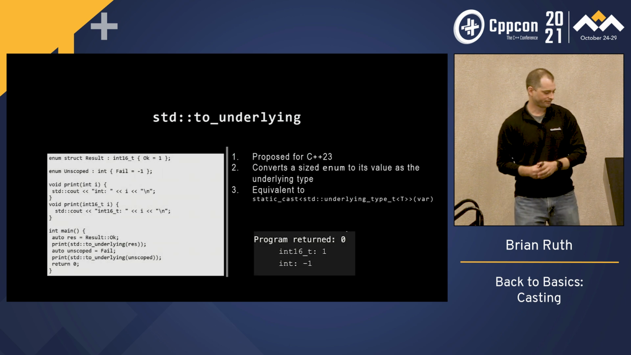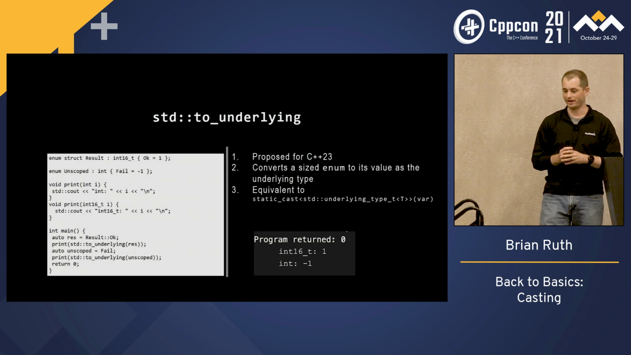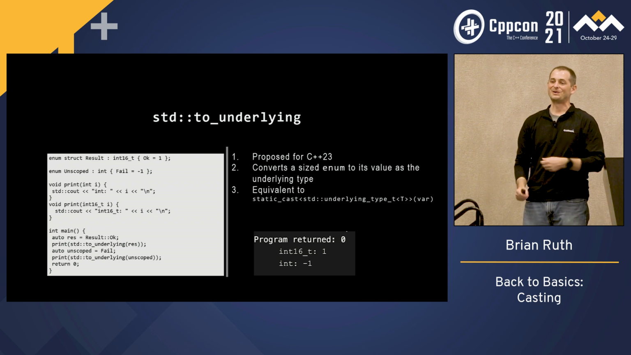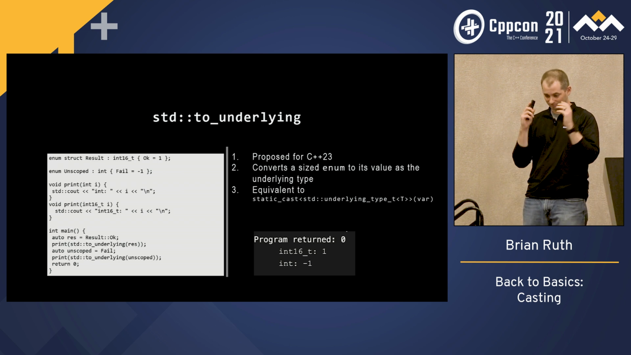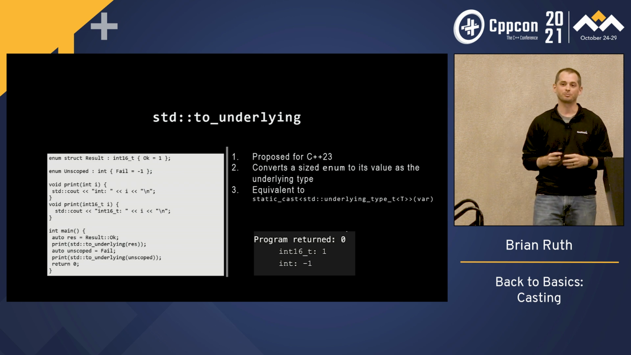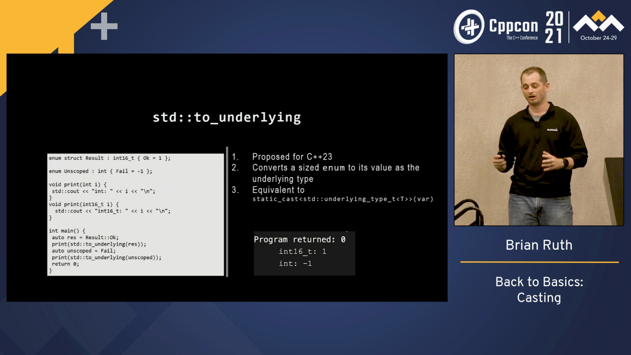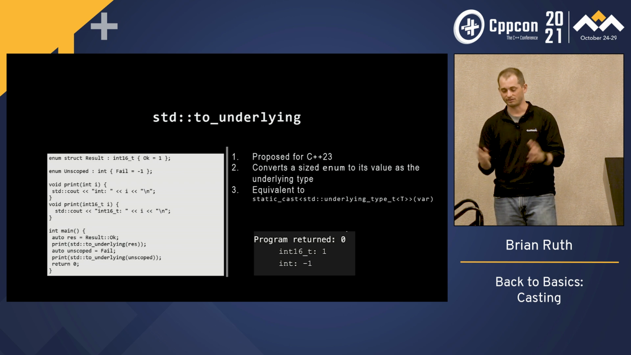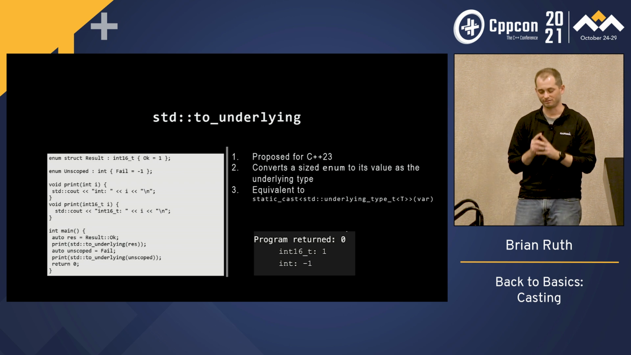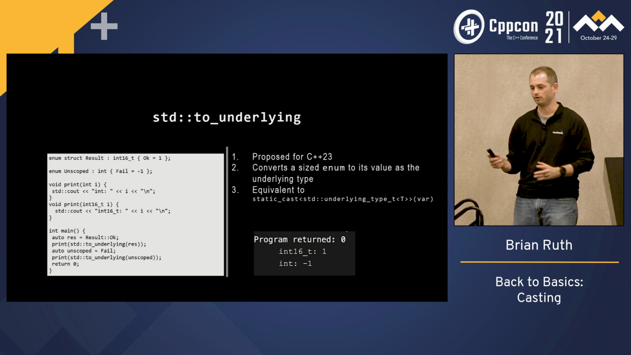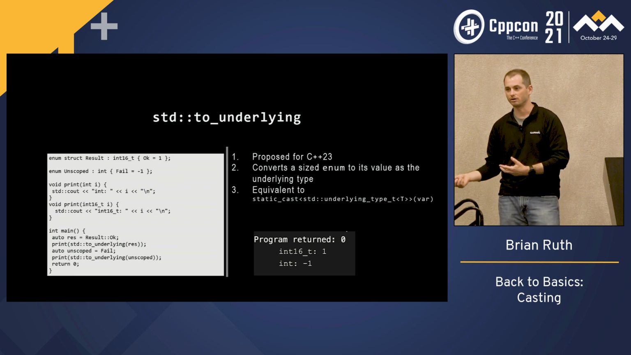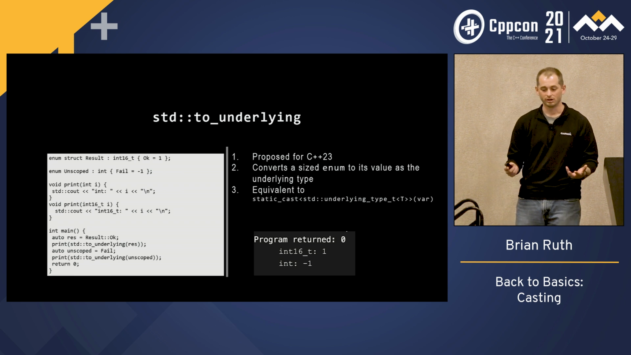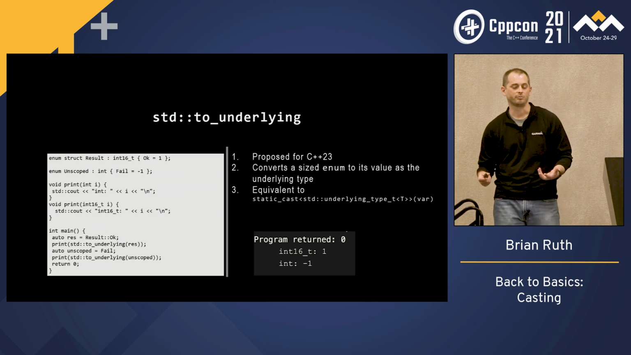To underlying. So we are way ahead of time. To underlying. This is as proposed for C++23, and I'm a huge proponent of using scoped and sized enums wherever possible. It's going to convey a lot more meaning to your code when you're going through and reviewing the code and reading the code and trying to figure out what something's doing. So the more you can use these scoped enums, the better.